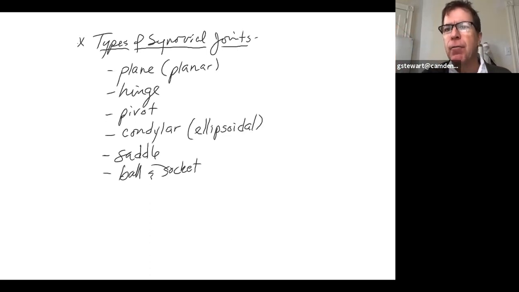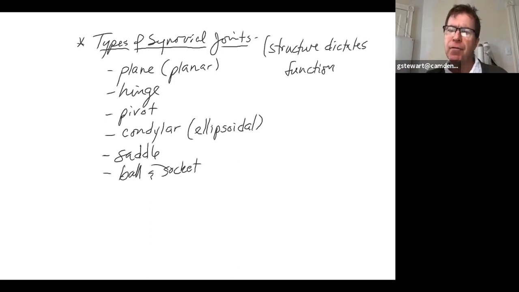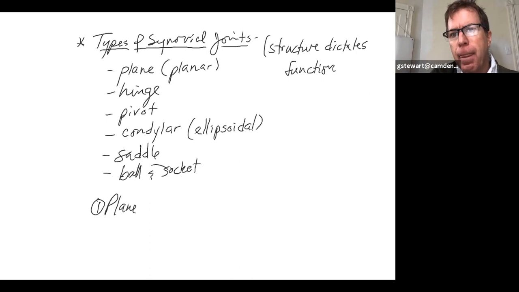And it's based on, really, what it does is it dictates, the structure dictates function, which is movement. How these move. Now I'm going to say a few things about each one. So going all the way back to plane joints or planar joints, first of all, the bones tend to have relatively flat surfaces against each other. Think the carpal bones in the wrist lining up with each other like this, or even tarsal bones in the ankle.